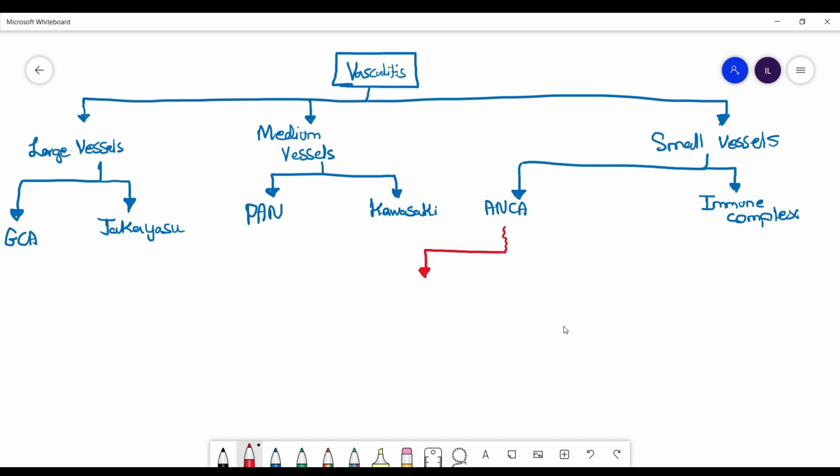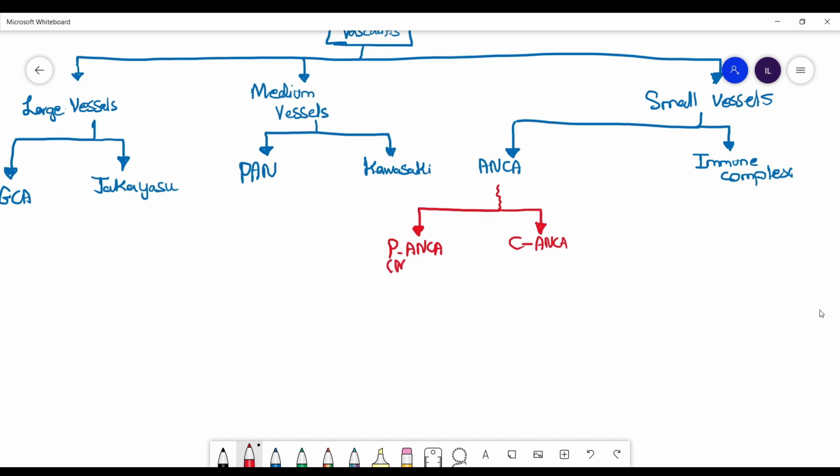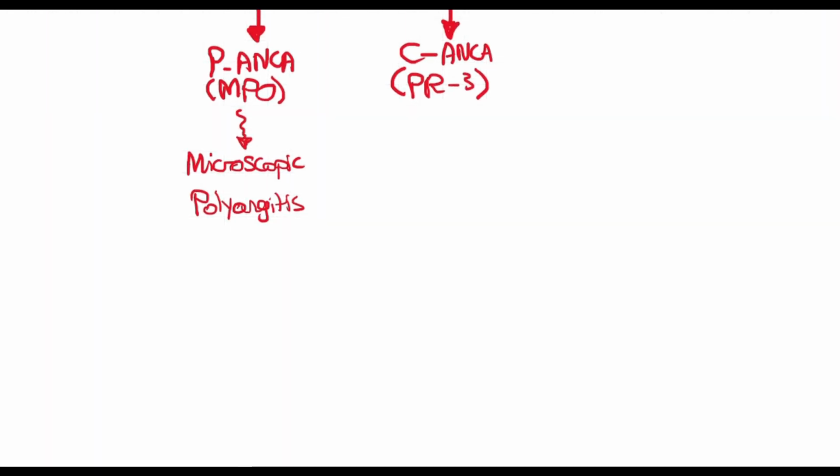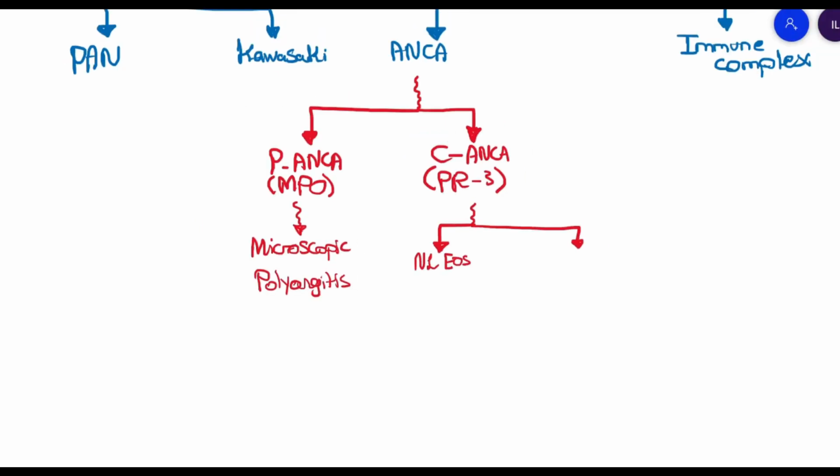Now, for the ANCA vasculitis, we have two types of ANCA: P ANCA and C ANCA. P ANCA is the other name for MPO antibodies, and PR3 is the other name for C ANCA. P ANCA is associated with microscopic polyangiitis, while C ANCA is involved in two diseases. The first one, where you have eosinophils that are normal, is what we call granulomatosis with polyangiitis, which is the other name for Wegener granulomatosis.